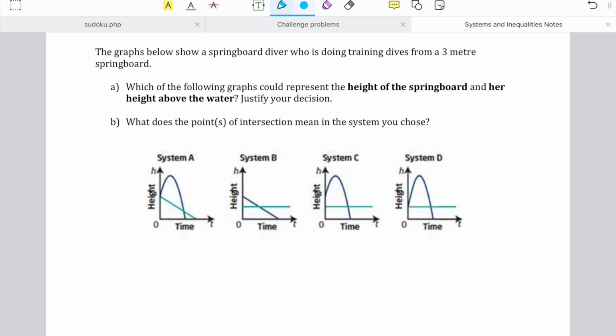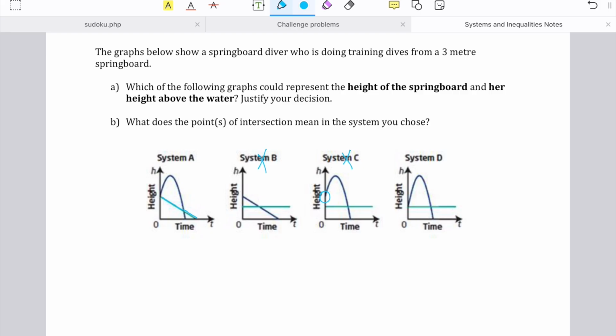I'm assuming D. Why D? Because she's starting at the height of the springboard and going above it, and then the springboard is going back to the original height right after. Why would she start on the water? That's not the water, that's the springboard. Yeah, she can't start above the springboard. When you use the springboard, it's going up and then down, right? So it cannot be another linear equation. The springboard is going down. Doesn't it come right back up after?